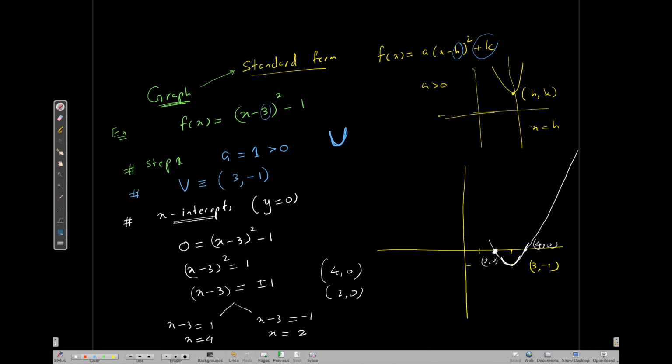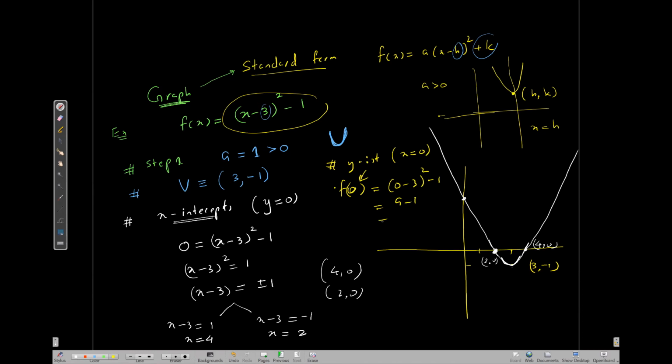And now we are almost done, but one more step, because it's going to hit my y-axis somewhere. So the last step is finding the y-intercept. For the y-intercept, you put x equals 0, so the y value of the y-intercept is f of 0. So when I put 0 there, (0 minus 3) squared minus 1, that's 9 minus 1, which is 8. So my y-intercept is (0, 8). It makes sense. Somewhere here is (0, 8), and we are done.